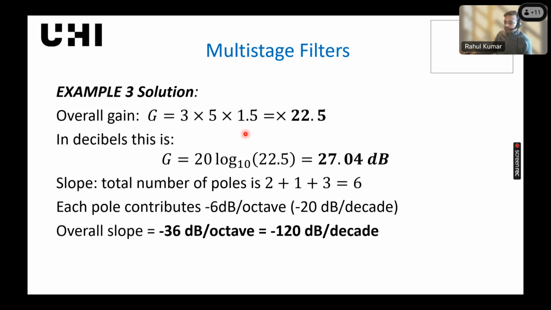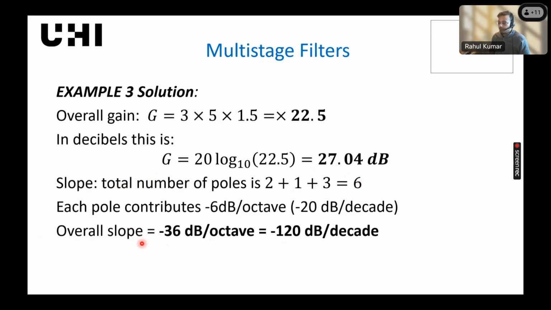Since they are given in numbers, the overall gain will be multiplication. They are not in decibels, right? So 3 multiplied by 5 multiplied by 1.5, right? And then you can convert it into decibels. Okay, so you get a gain of 27 dB approximately. And if you add up all the poles, you get 6.